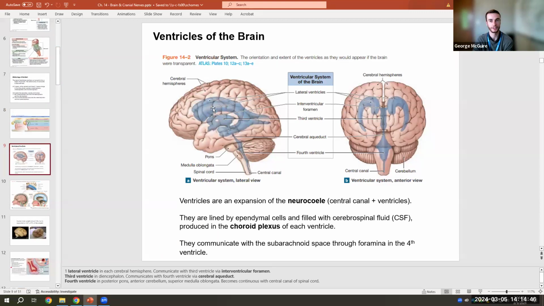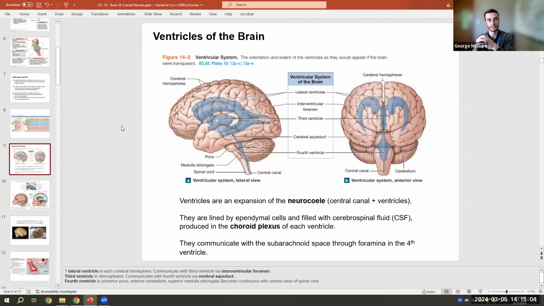So now about those ventricles. We kind of discussed this in lab yesterday. This is basically what is left behind of the neurocele by the end of development. So these are all the spaces inside the brain that are full of cerebrospinal fluid.